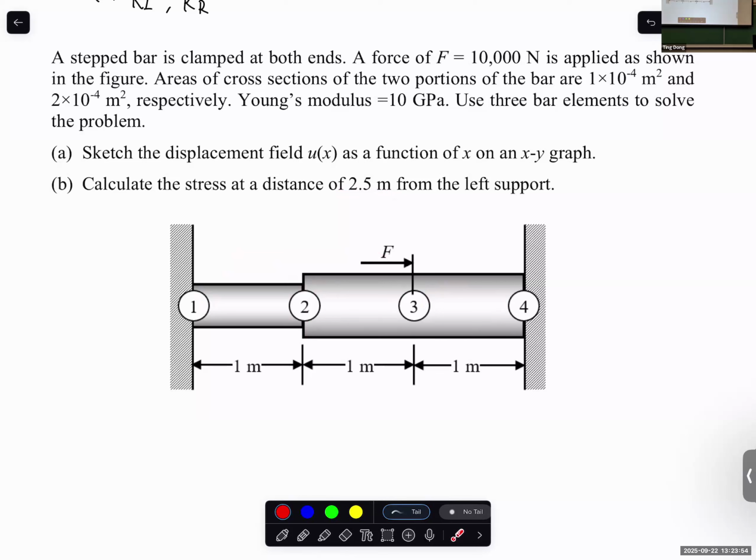And also, I want to say that for calculating the stress, we can actually do it in different ways. Let's say the first step, you calculate the nodal displacement. Based on the nodal displacement, you can calculate the element force. Let's say you have the displacement at node 3 and the displacement at node 4 equal to 0. So you can calculate the element force in this third element, and stress is equal to element force divided by cross-section area. You get the stress.